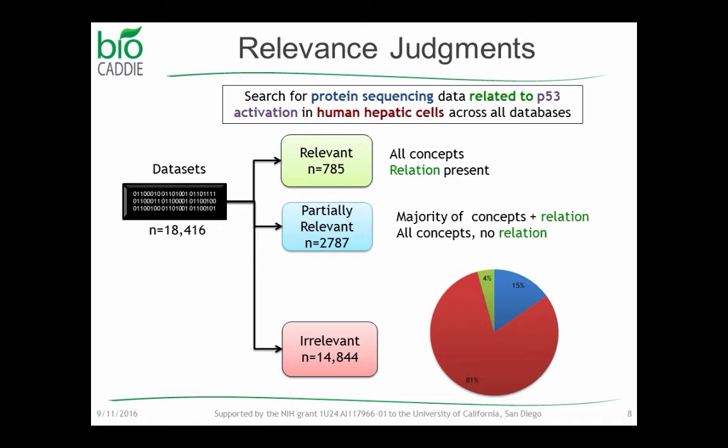We'd like our systems to find the relevant things ahead of the partially relevant things, ahead of the not at all relevant things. As you can see, the things that were judged relevant made up just a small fraction of the total number of data sets that were retrieved, which is expected because it's not necessarily the case that there are even 300 relevant data sets for each of these queries.